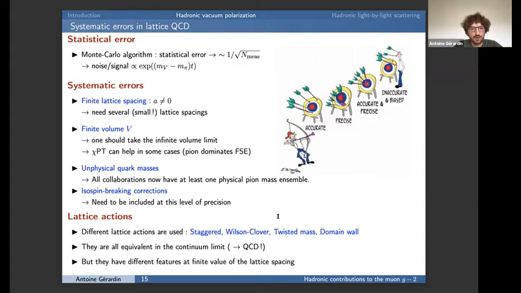Now, the good thing is that, as I said before, there are many collaborations working on this, and most of them use different lattice actions, which means that even if they are all equivalent in the continuum limit, they all have different features at finite lattice spacing, and so different kinds of systematics. And so at the end, if all collaborations agree with each other, it is a very strong cross-check.